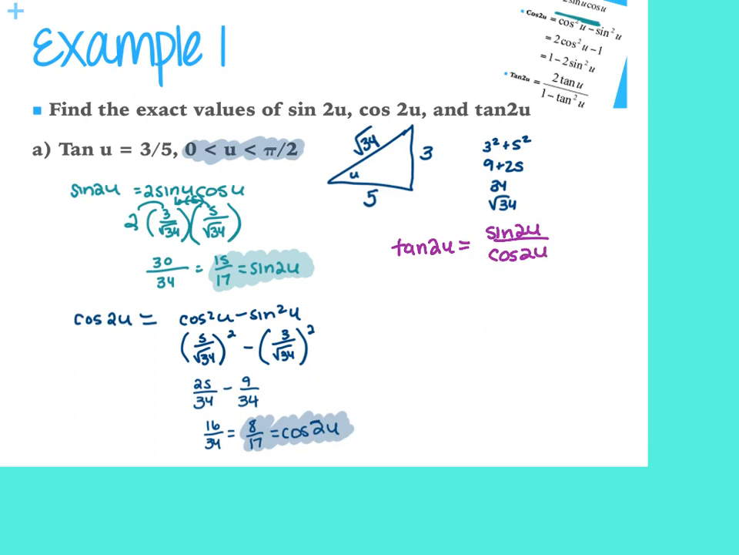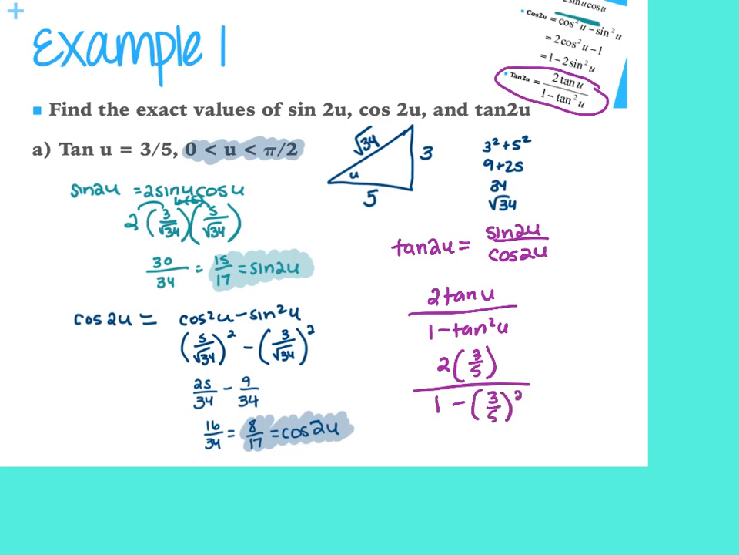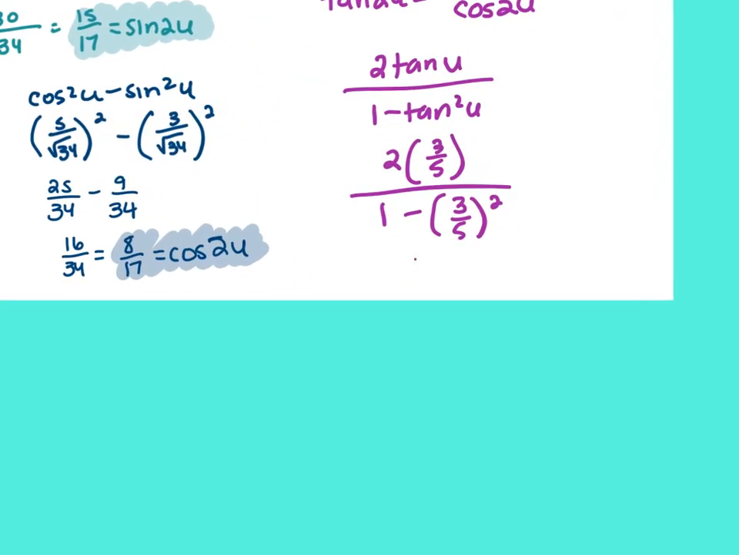Now, just like your sum and difference, I'm not going to ask you for all 3 parts of these on your test. So I would say make sure you also know how to go straight there using the tangent equation, which is 2 tan u over 1 minus tan squared u. So 2 times 3/5 over 1 minus 3/5 squared. And I get 6/5 over, this would be 9/25, and this is 25 over 25. So 16/25.